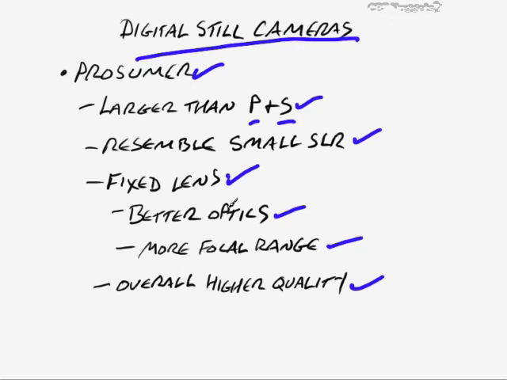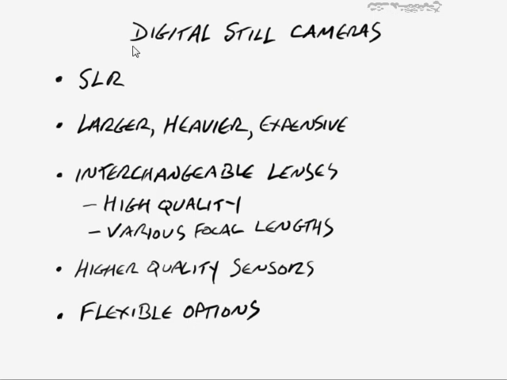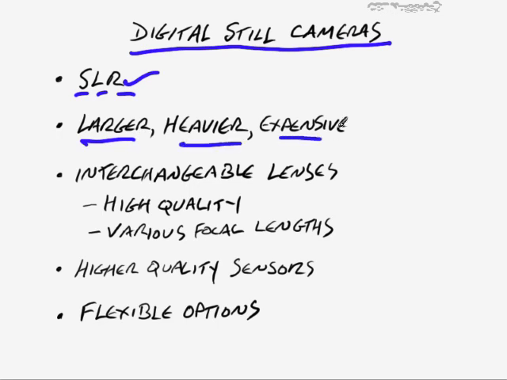Also, with these digital still cameras, one of the things that's becoming increasingly popular now is to buy single lens reflexes, or SLRs. That means that they have interchangeable lenses, basically. It also really refers to the way that light passes through the lens, through a prism, and then onto the film or sensor. But anyway, basically we call these SLRs, and they're generally larger, heavier, more expensive. They also give you a much higher level of quality, and they're more complicated to use.